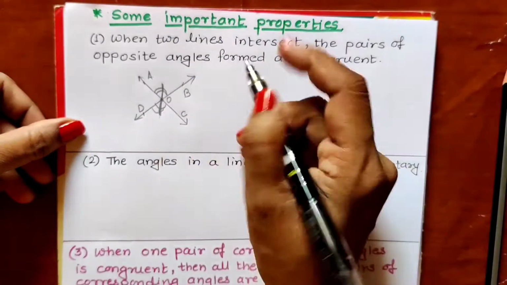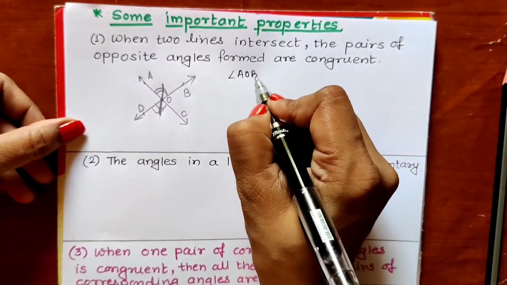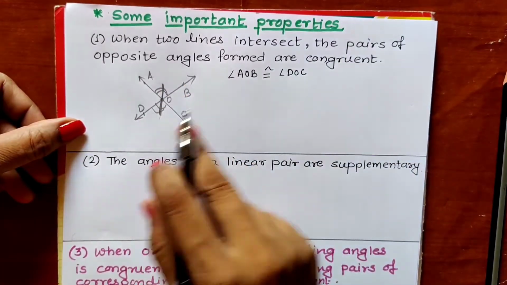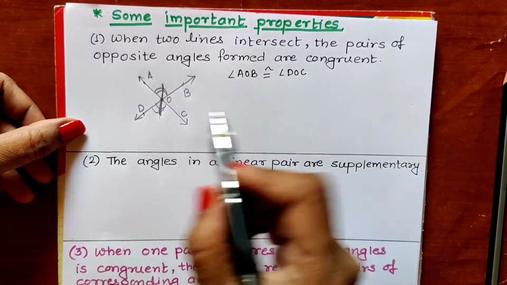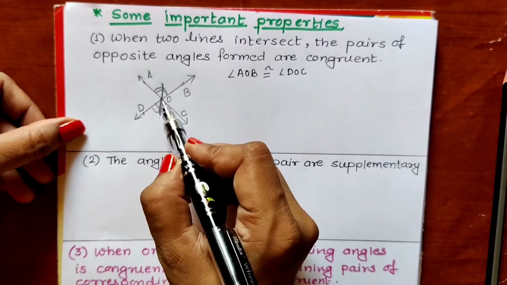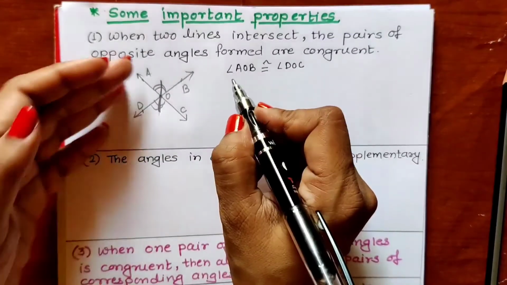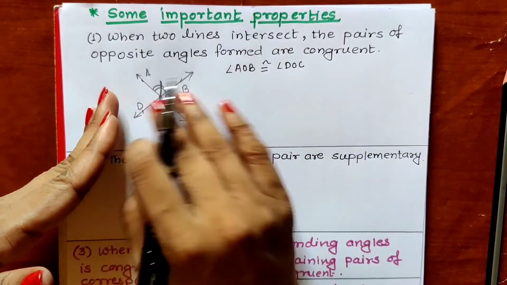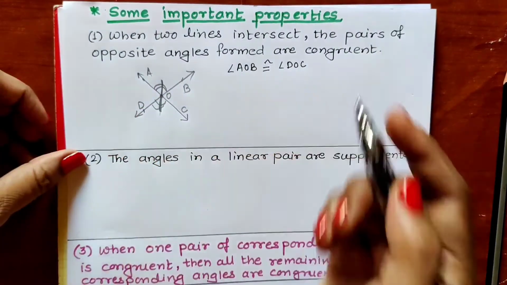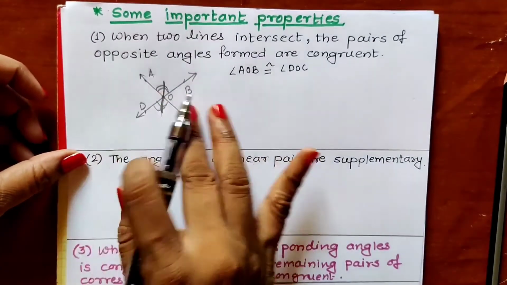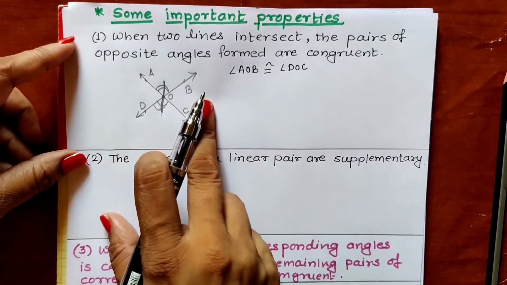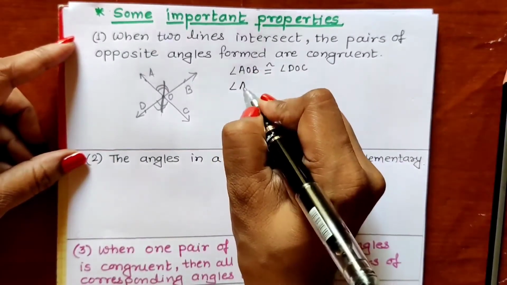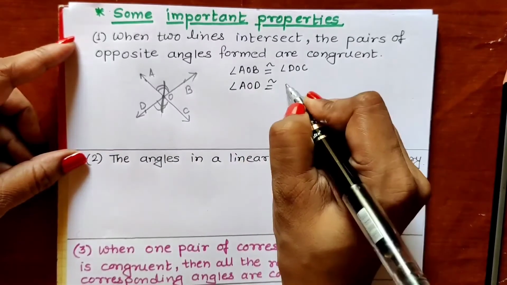So angle AOB and angle DOC are vertically opposite angles and they are congruent with each other. Similarly, we will see these two angles, angle AOD on the left hand side and angle BOC on the right hand side. Though they look horizontal, they are also known as vertically opposite angles. Okay, they are opposite to each other. Always keep this in mind. So angle AOD is congruent with angle BOC.